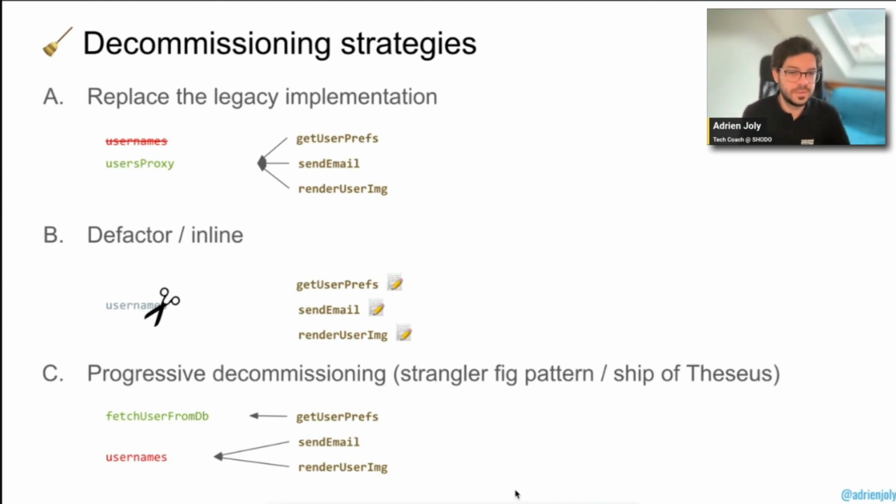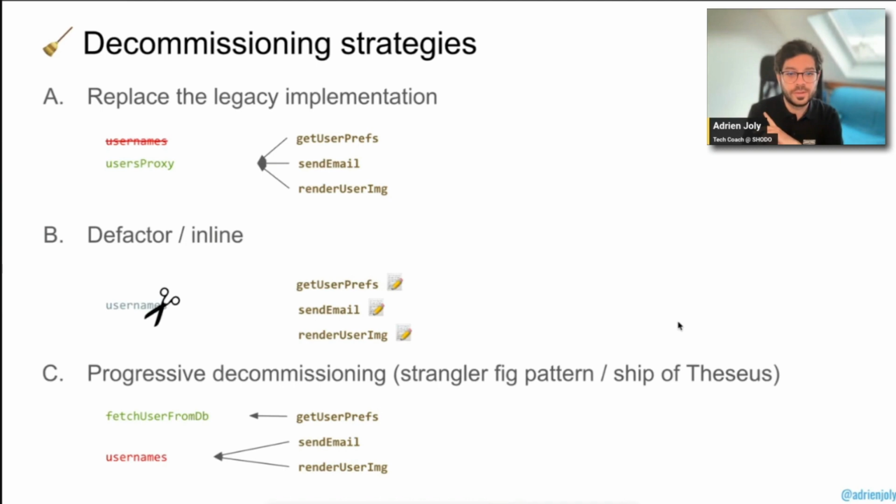The third possibility is like a catch-all way of doing things. It's what I call progressive decommissioning. And you may know it as the strangler fig pattern or the ship of Theseus. And it consists of unplugging the legacy module from each caller one by one. So this may take days or months to do.